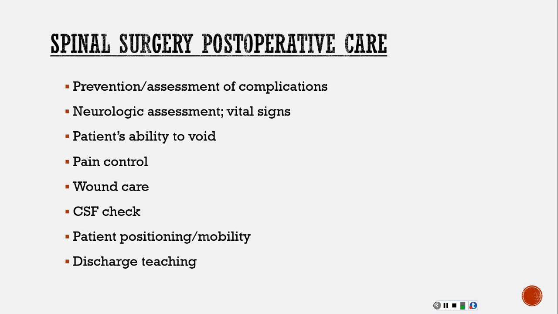Big thing is prevent and also assess for complications. What are some of the complications we really need to look for? Infection. What else? Neurological, absolutely. What type of neurological? What specifically are we looking at? Okay, exactly. We're looking for movement and sensation. Again, if they went into the surgery with that function, they need to come out with that function.